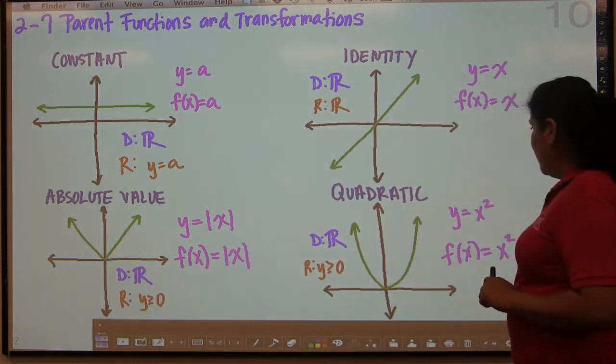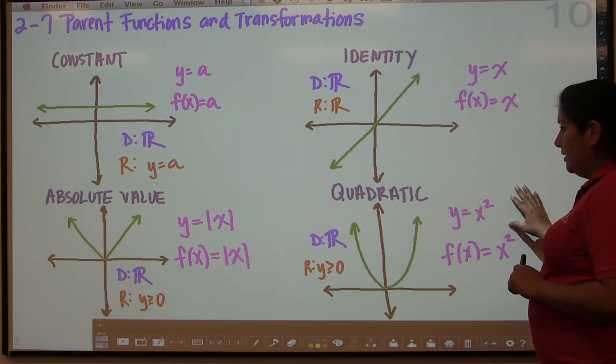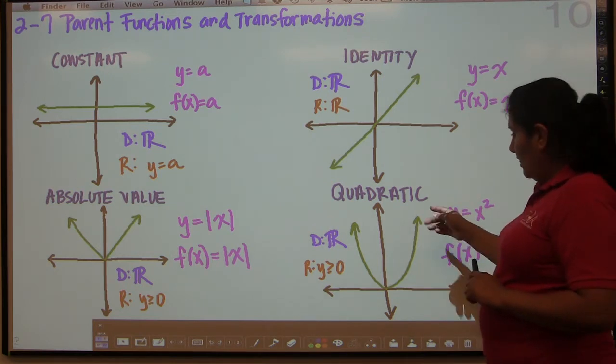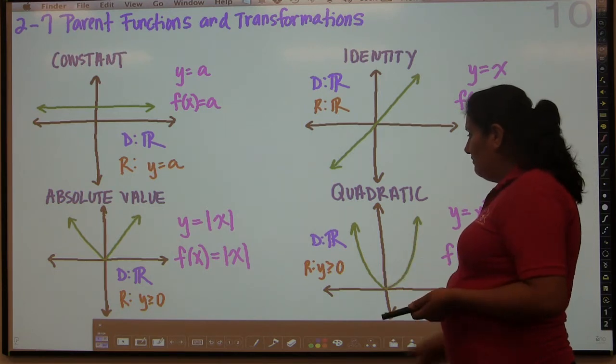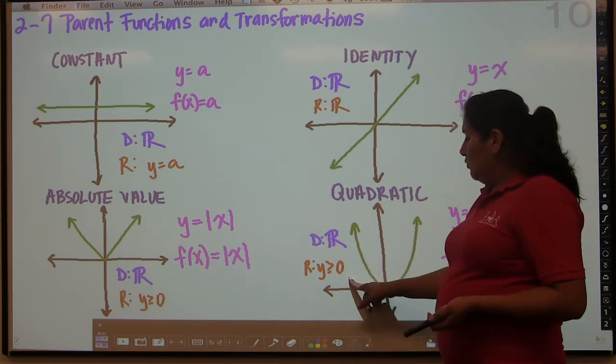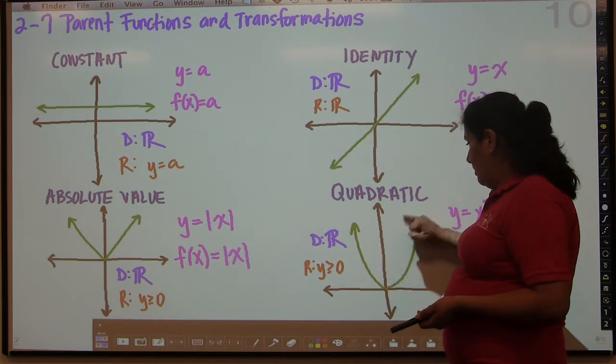And then of course our quadratic, anything in the form of x squared, is going to look like a parabola, like a U-shaped graph. Like the absolute value, it will have the same domain, all reals, but the range, the y values, are only from 0 and on up.